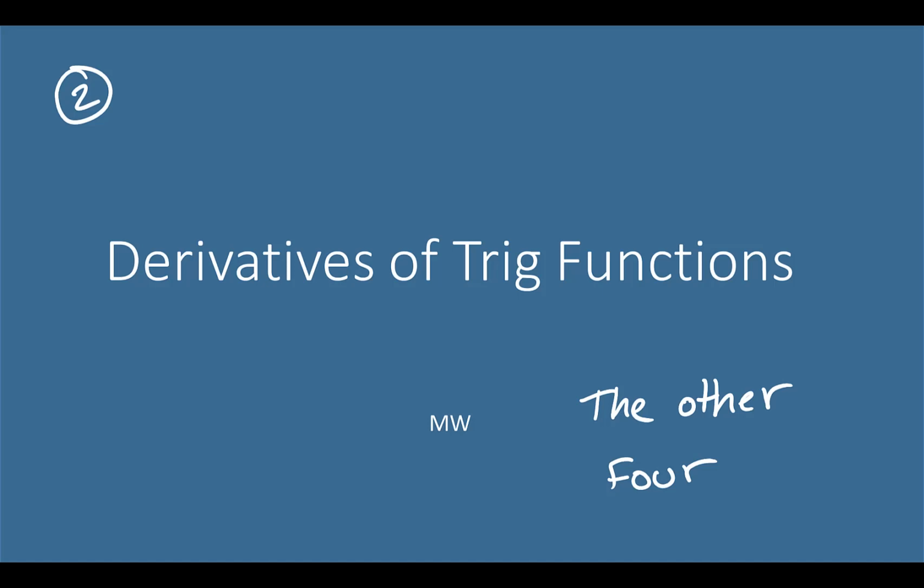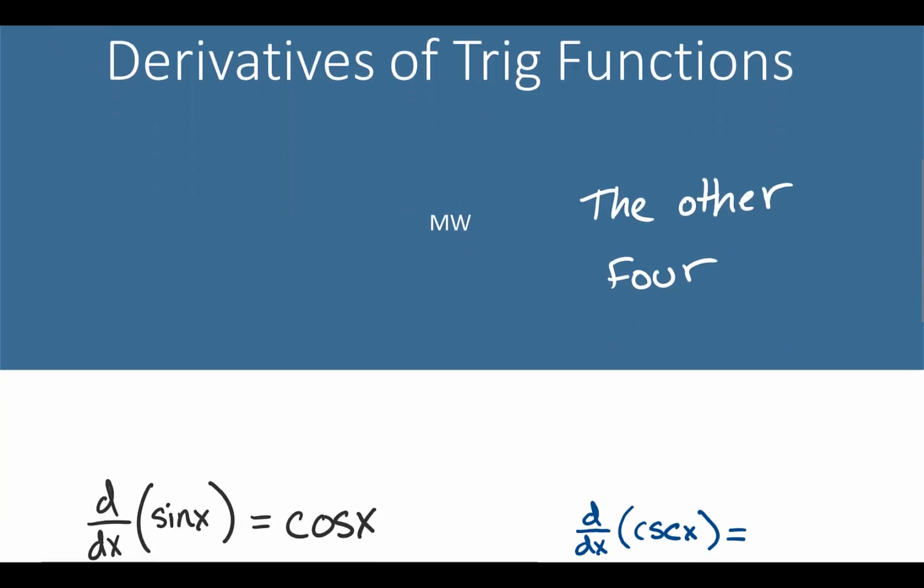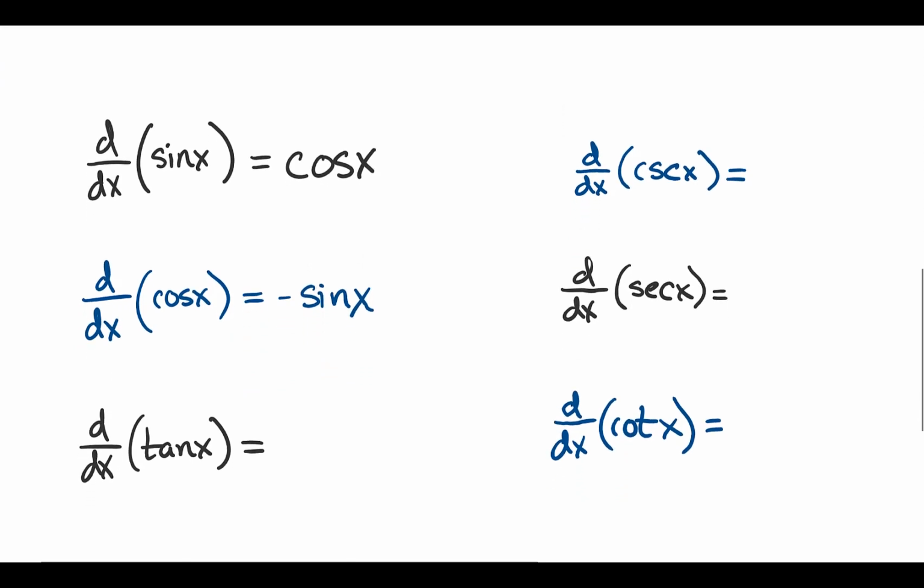Let's go get the other 4. So what we have so far is the first 2, right? You got sine's derivative is cosine. You know that. And you got cosine's derivative is negative sine. That's what the first one was.